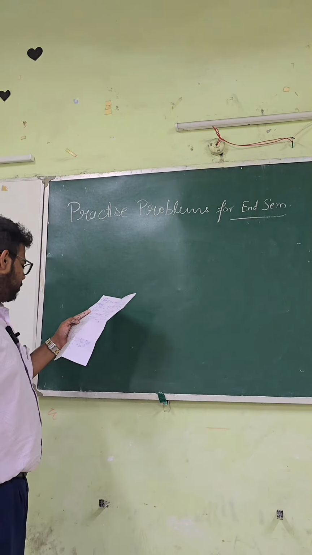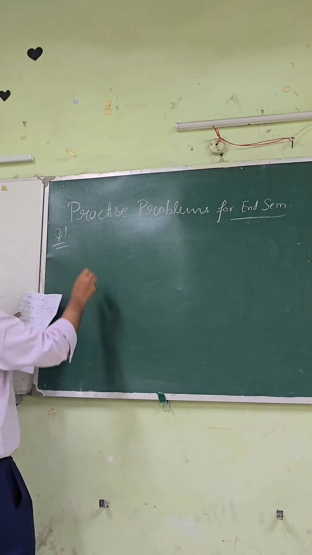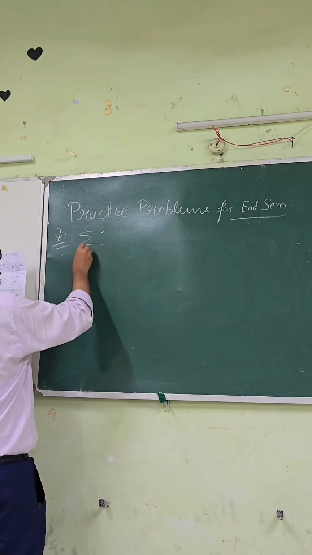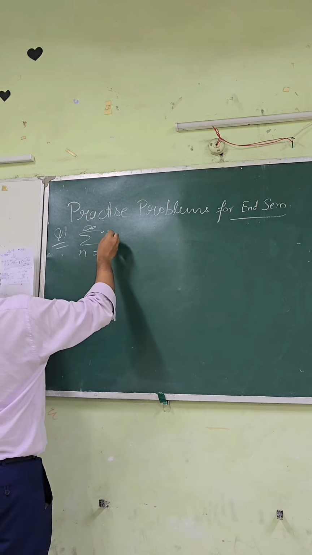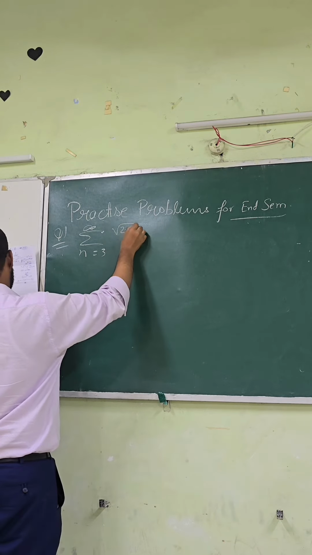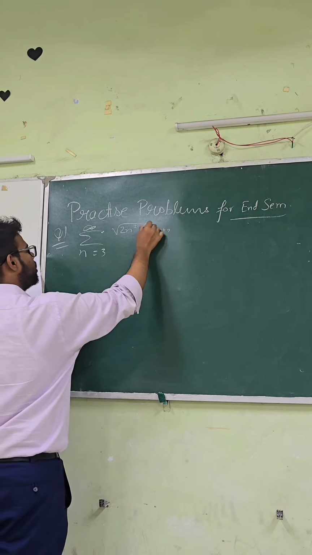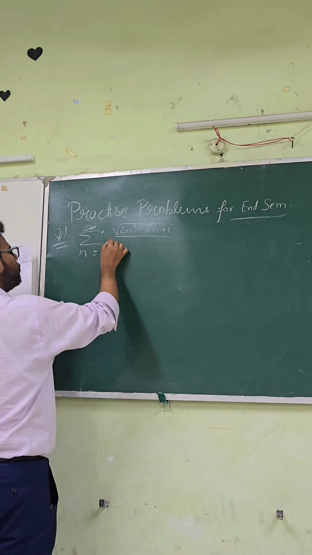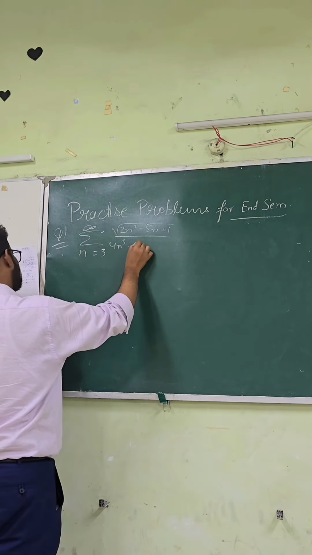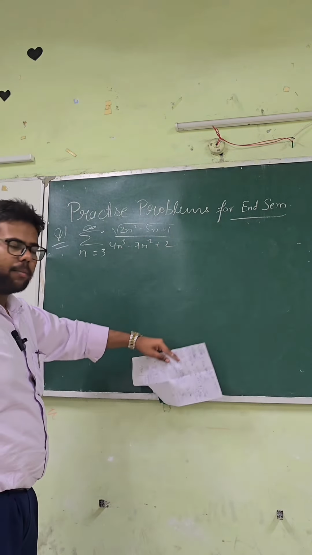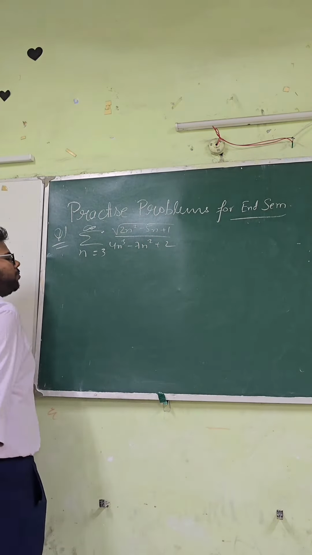Okay, so let's see one more question. We are given a question as summation n goes from 3 to infinity of the quantity root of 2n square minus 5n plus 1 upon 4n cube minus 7n square plus 2, right? This is the thing which you are given.